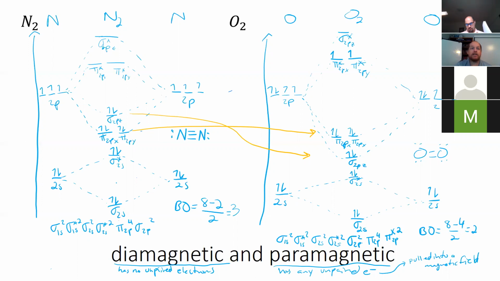And so oxygen has 2 unpaired electrons, right? So it is paramagnetic, whereas nitrogen is diamagnetic. So oxygen actually does interact with a magnetic field.